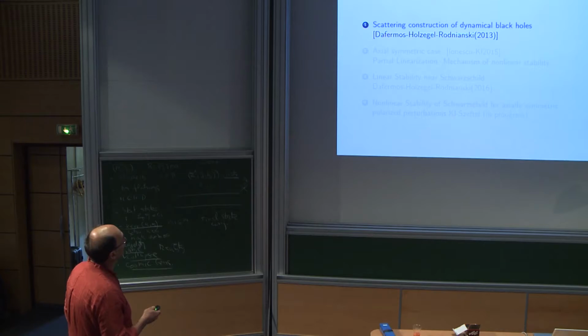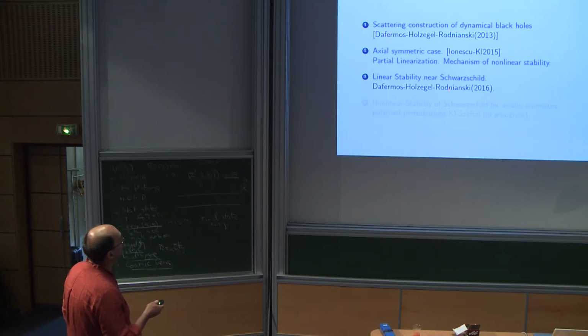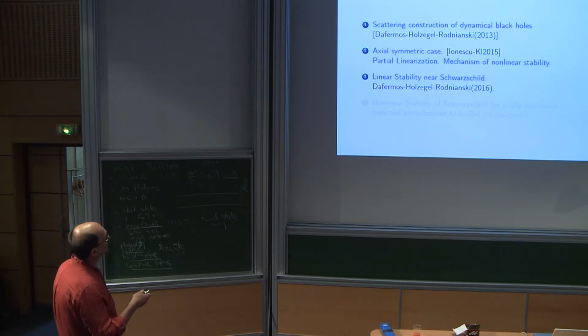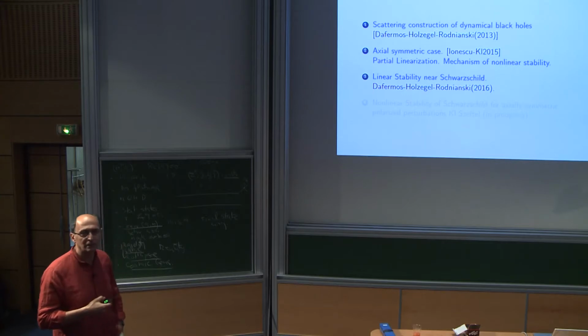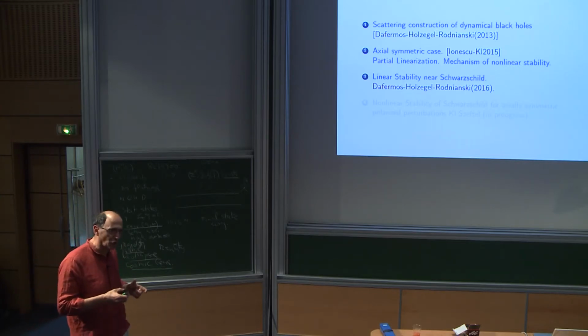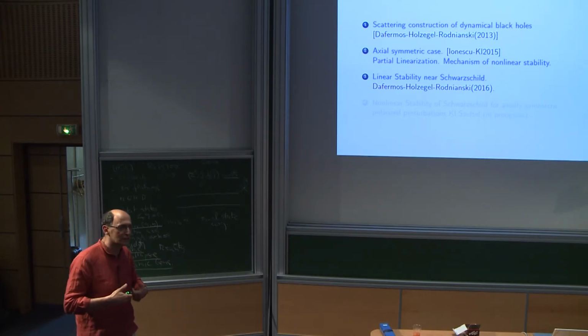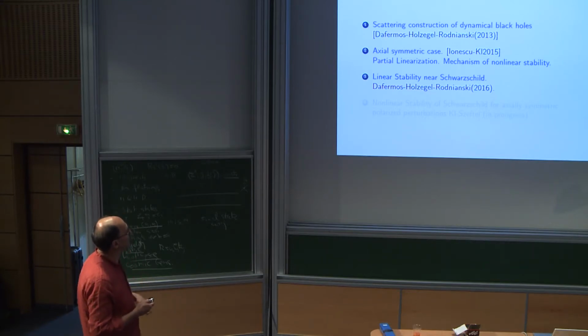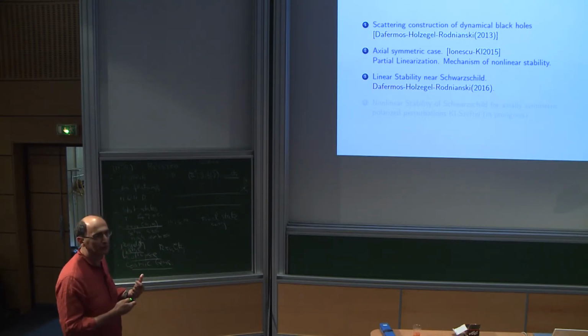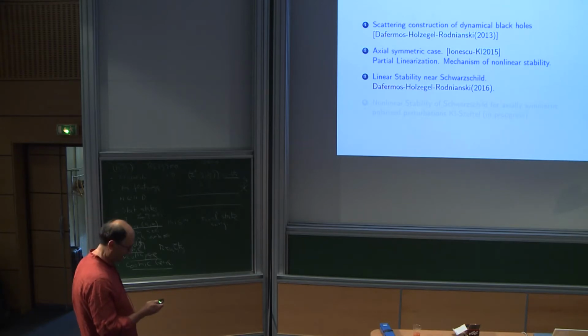Then there is a result of Ionescu and myself, which I call, in the axially symmetric case, so I'll mention axial symmetry in a second, which is based on some partial linearization. So you don't solve the full problem, but you solve something which is still nonlinear. So in a sense, it's a better approximation than just a wave equation on the Kerr solution. It's something which is maybe more relevant.